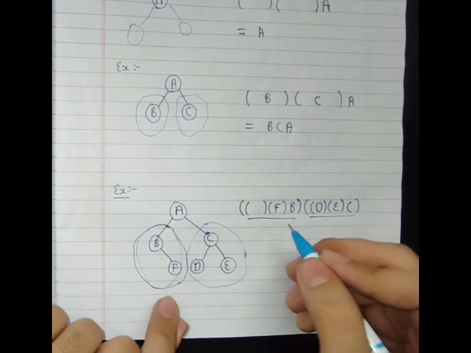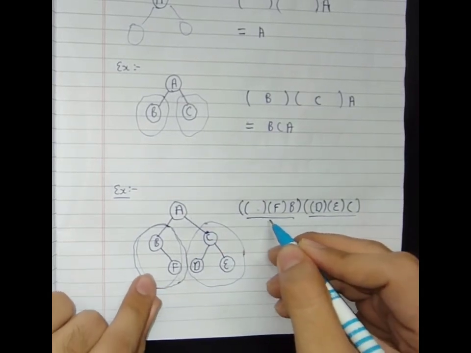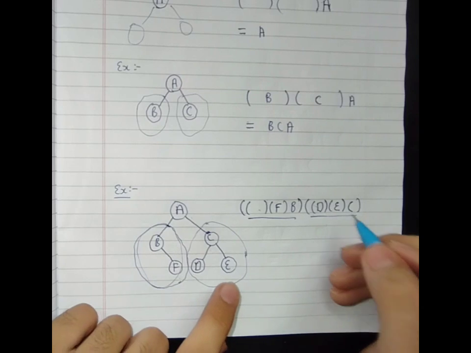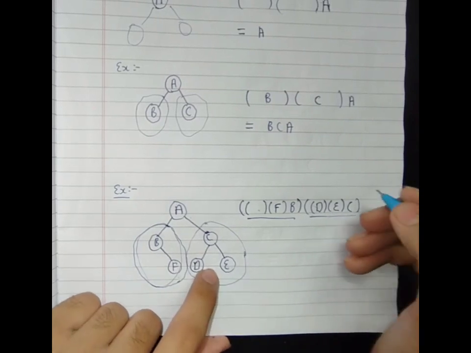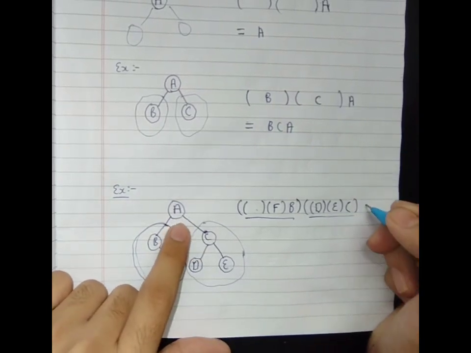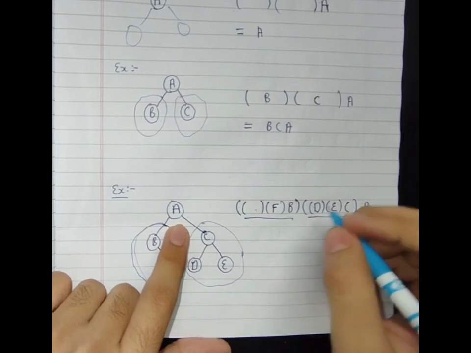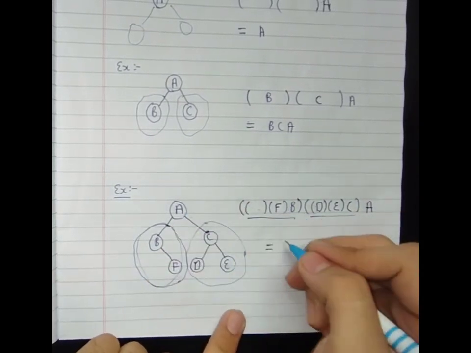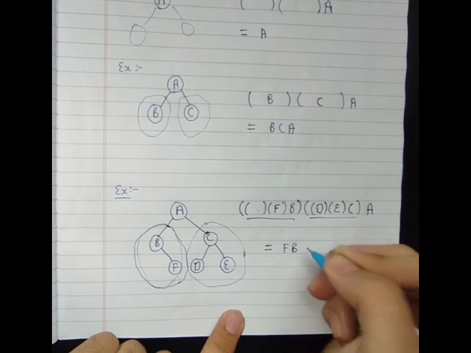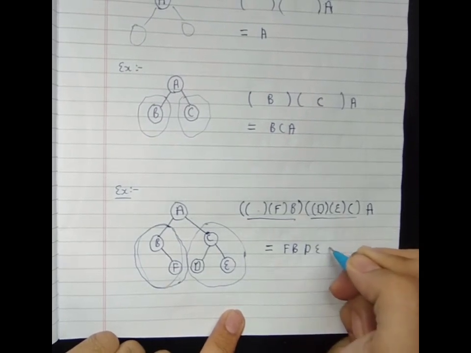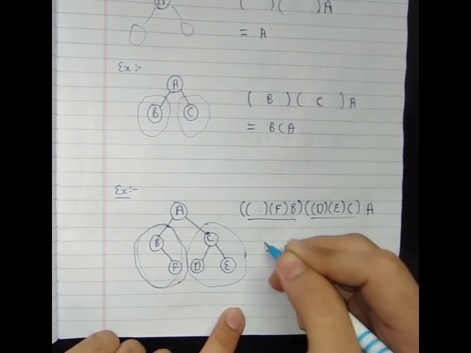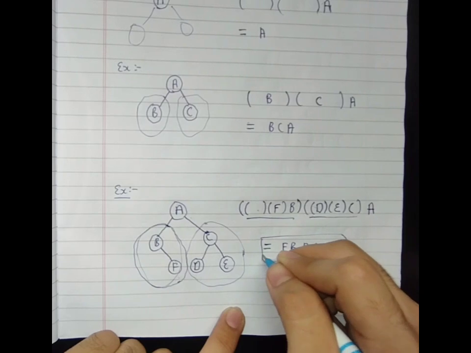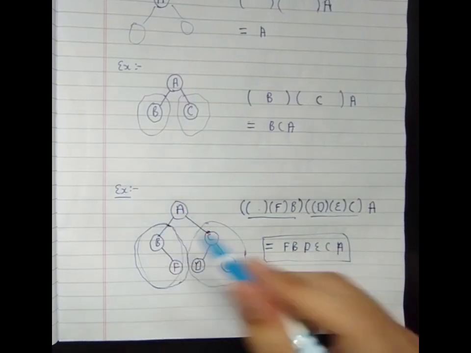So we have written down the post order traversal of the left branch and the post order traversal of the right branch. The only thing left is the root node, which is A. So the overall post order traversal of this tree will be F, B, D, E, C, A. This is the post order traversal of this binary tree.